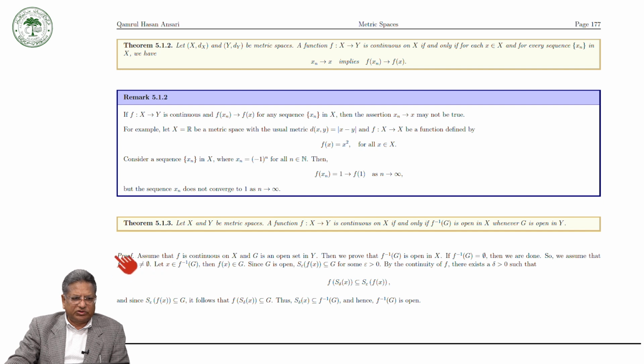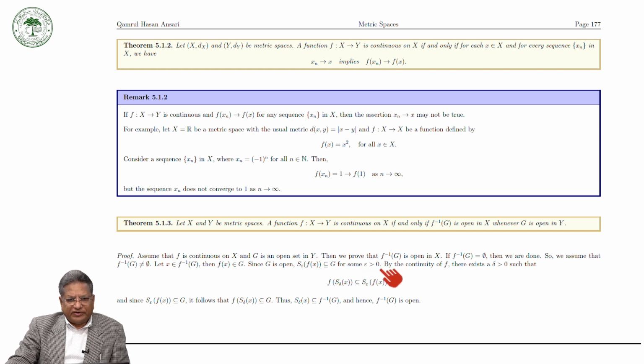If it is non-empty, there should be some element in this set. So let us take x in f inverse G, and therefore f of x is in G. Now since G is open and f of x is an element of G, it means that f of x is the center of some open sphere contained in G. So there exists an open sphere S epsilon of f of x contained in G, for some epsilon positive.